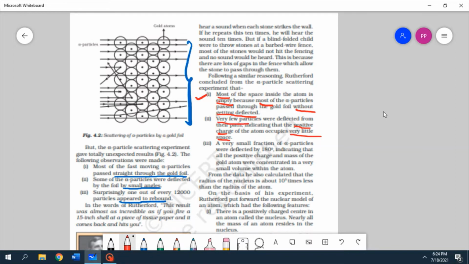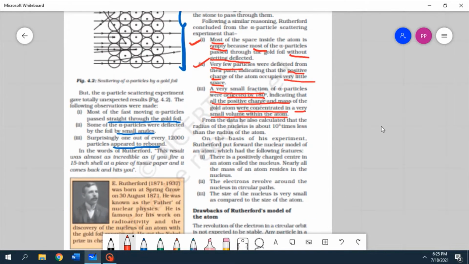Alright, and the third point: a very small fraction of alpha particles were deflected by 180 degrees, indicating that all the positive charge and mass of the gold atom were concentrated in a very small volume within the atom. Those are the key points here. And why did he reach this conclusion? Because a very small fraction was deflected by 180 degrees, right?